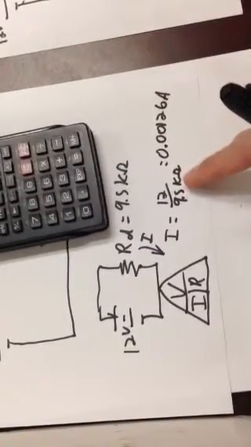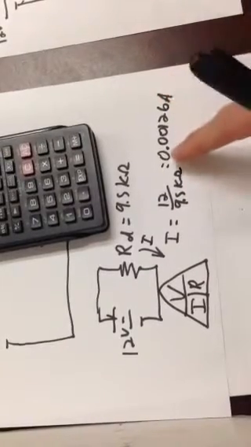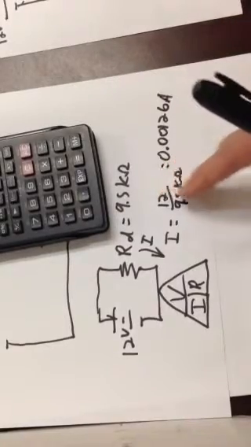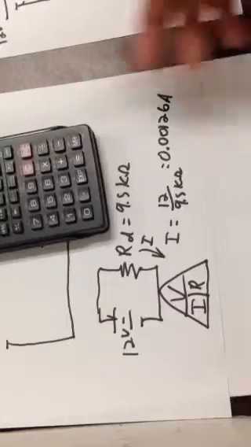That kilo ohms means we have 1,000 ohms. So if I want to report my answer in amps, then I have to have these decimals ahead of time. So I did 12 divided by 9.5 and then divided by 1,000 to deal with that K.